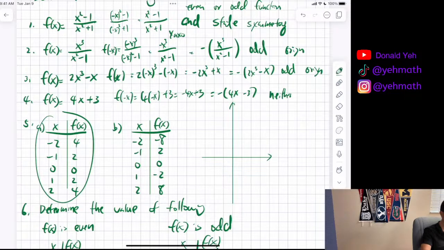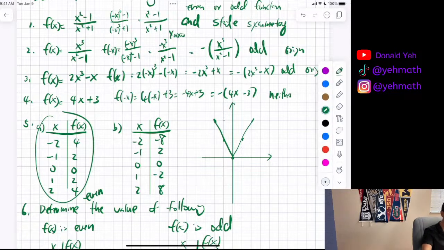So negative 2 is going to give you 4. Oh, sorry, that was bad. 4 here, right here, and 2, and 0, and 2, and this. It'll look kind of like the absolute value of 2x. So this is the even function. And if I graph the other one, I'm going to use the other color.